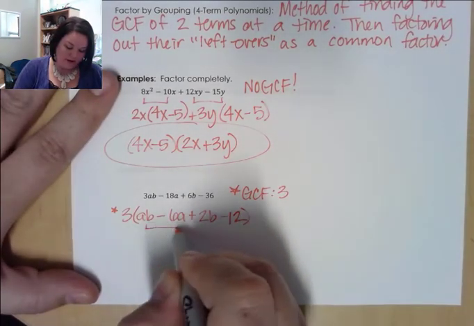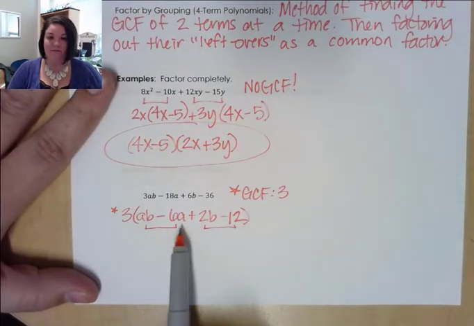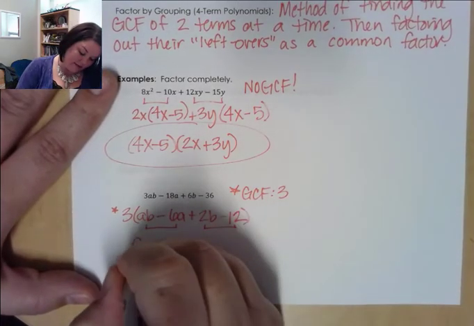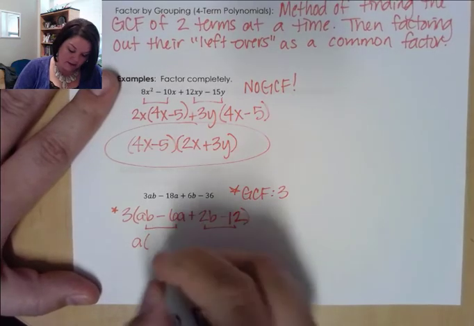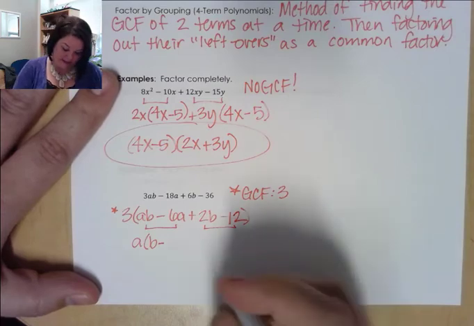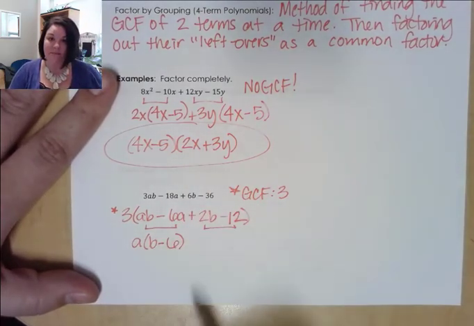Okay, so I'm going to pair them 2 at a time. Looking at my first 2, the only thing these 2 have in common is an A. So I'm going to take out that A and in parentheses write what I'm left with. When I take an A out of this term, I'm left with a B. When I take an A out of this term, I'm left with a 6. Okay, and then I move on to my second pairing.